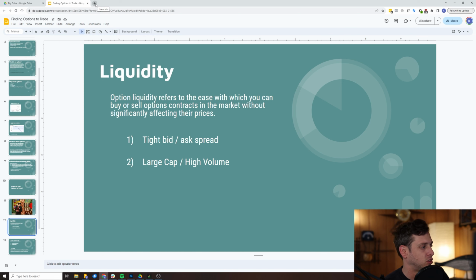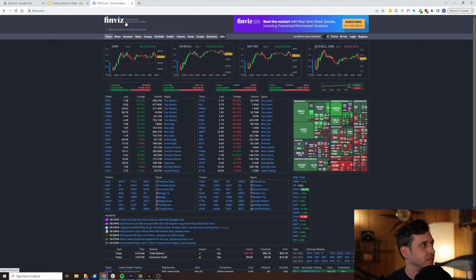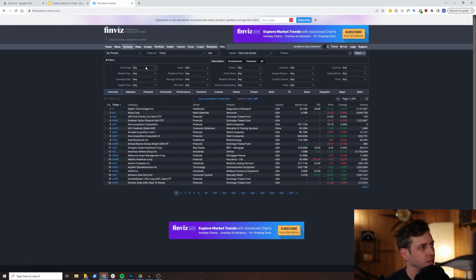Let me show you where I start. First you can go to finviz.com, which is a stock screener. You've seen these graphs around, right? So just go to screener and we can filter all of these stocks by capitalization.